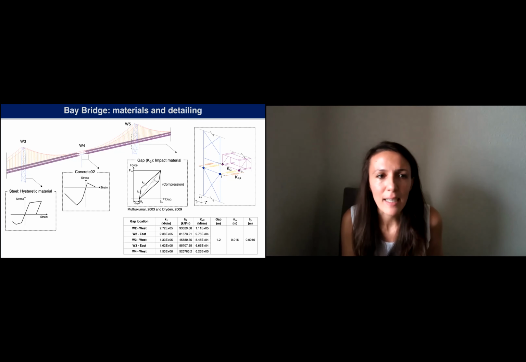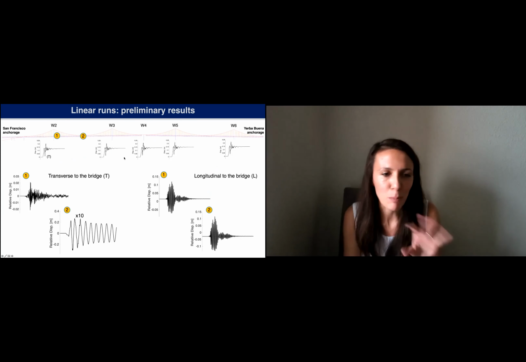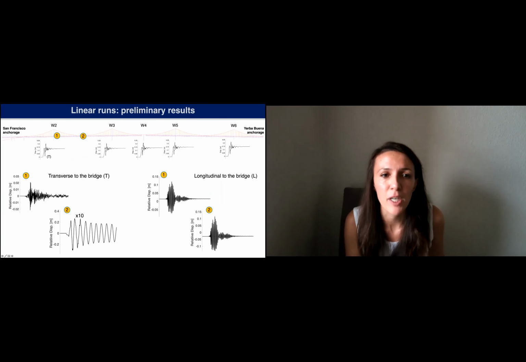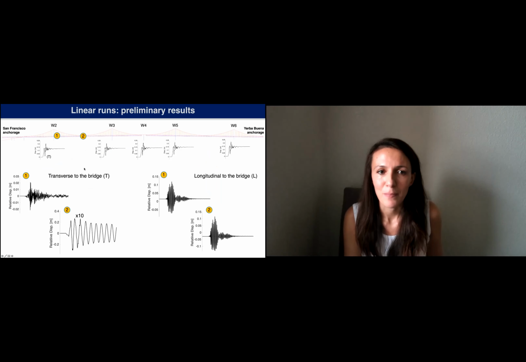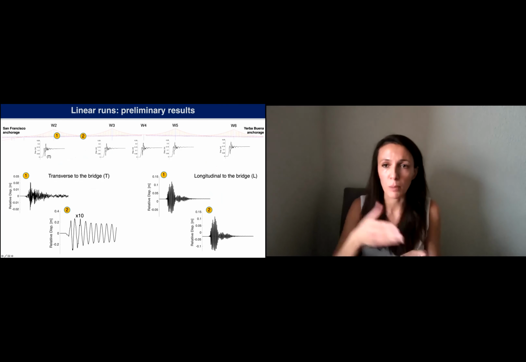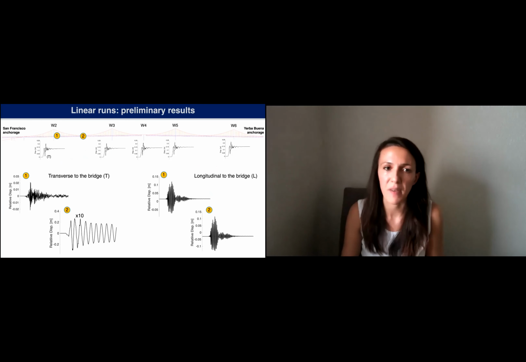Finally, here I want to show some very preliminary results coming from a linear run of the Bay Bridge. Here we're looking at 2 minutes, subject again to three components of the ground motions at multiple supports. So we have a multi-support type of excitation.